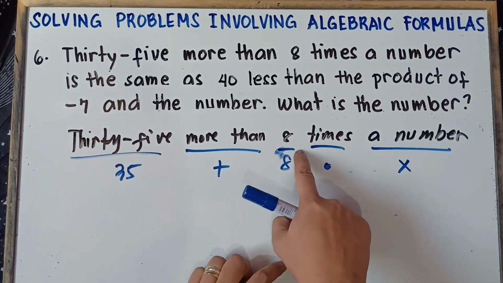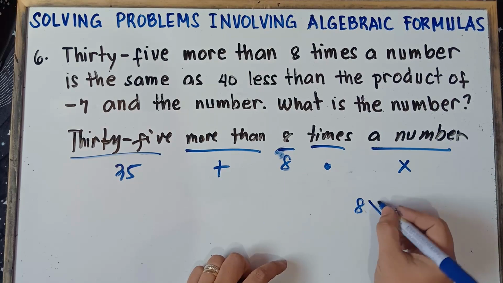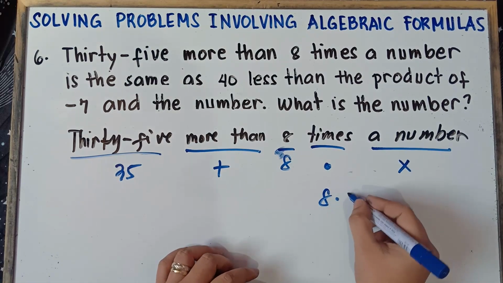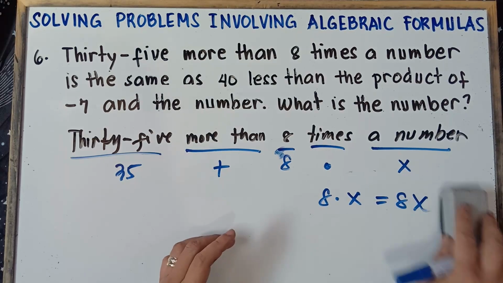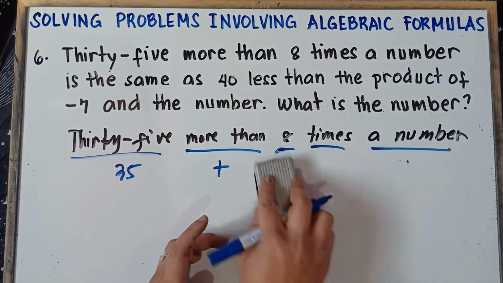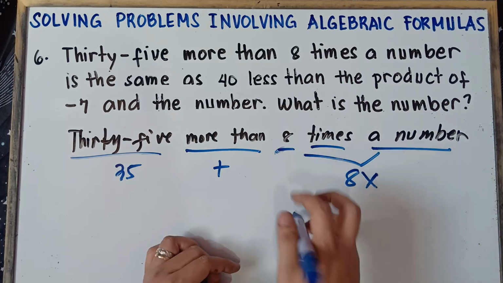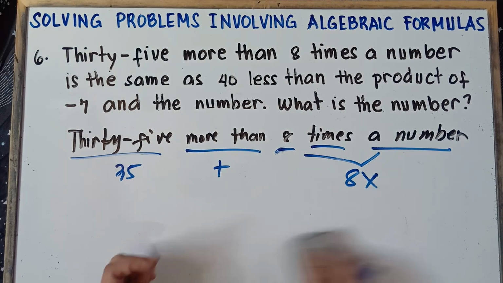So 8 times a number, that is 8 times x, of course, this will be 8x. I hope you're not confused, class. We can simply write 8 times a number as 8x.